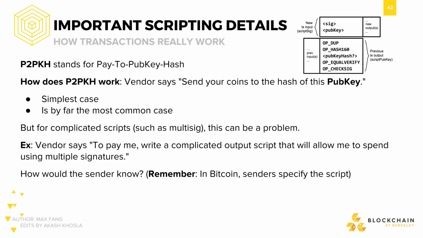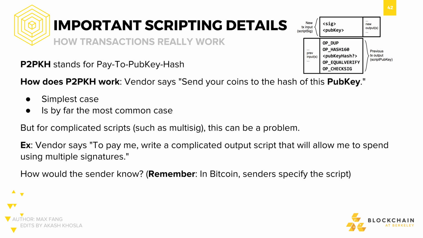So pay to pub key hash, you can see that this is basically an opcode-type scripting language. You use this data and you're basically saying, look, I'm going to send my coins to the hash of this public key. And this is the simplest type of transaction function on the Bitcoin blockchain. It's by far the most common case because just sending money is what Bitcoin is. That's what you use.